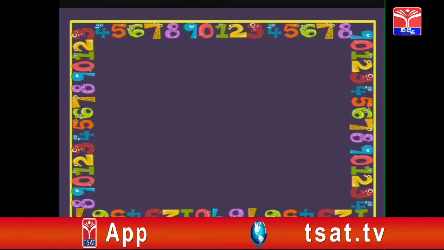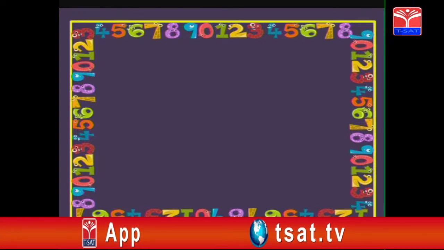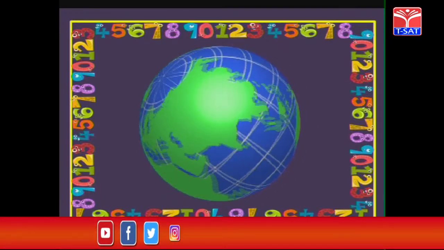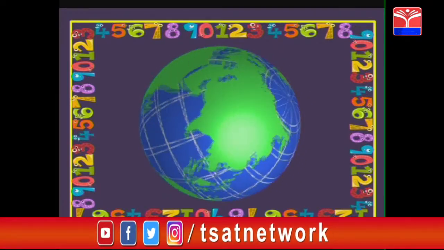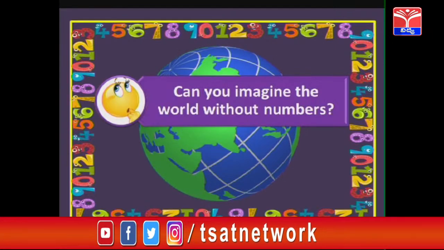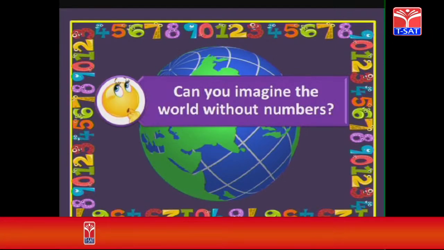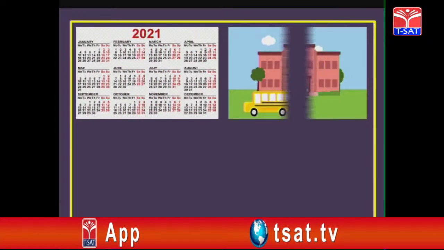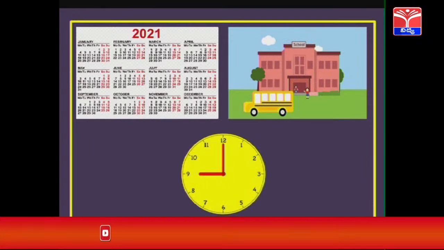As you get up early in the morning, you are surrounded by numbers. Not only that, children, the entire world moves around numbers. Children, can you imagine the world without numbers? You cannot imagine it, isn't it, children? Let us see a few examples. A calendar, a school or an office, and your clock.